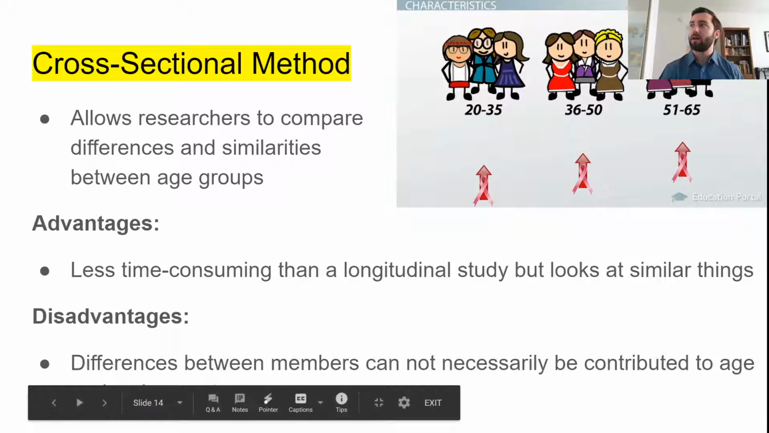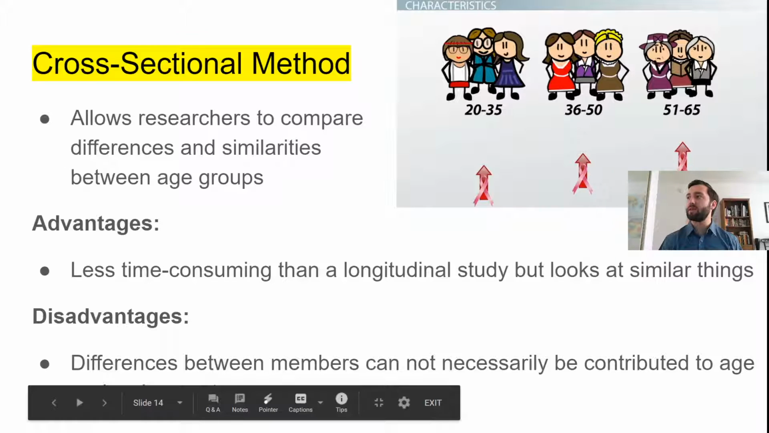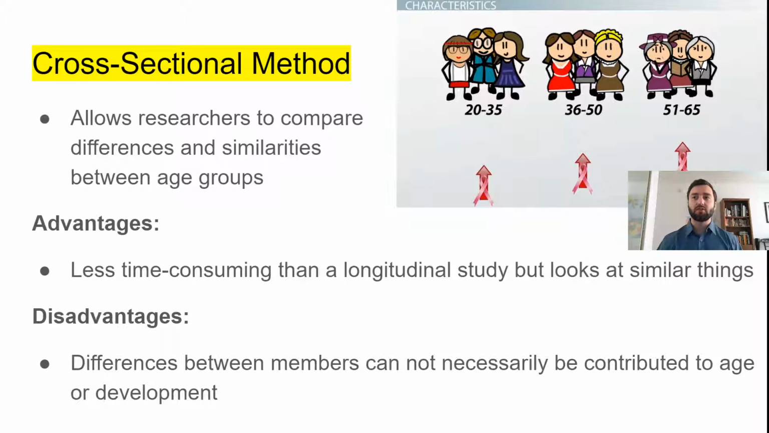Additionally, I'm going to move myself a little bit, we have what's called the cross-sectional method. So the cross-sectional method is where we're trying to look at differences and similarities in groups, kind of like we do with longitudinal studies. We're trying to look at differences in age groups, but instead of looking at one group of people as they grow up, we're going to just take groups from each age, or from each unit.